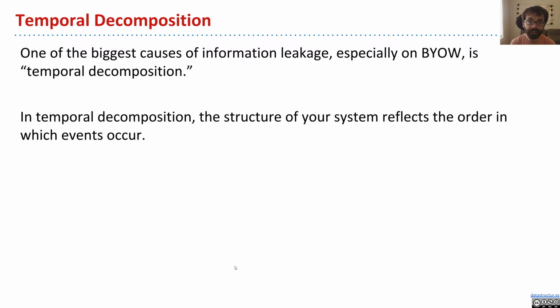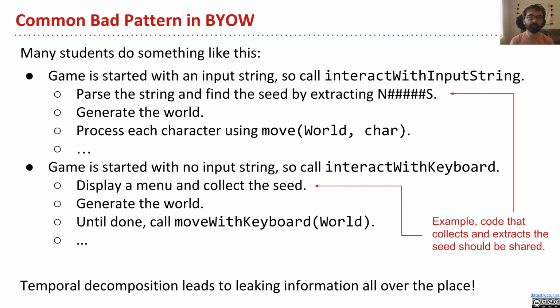Now, one last tip I want to give before we close out our discussion of software engineering for the day is that one of the biggest causes of information leakage is something known as temporal decomposition. The thing that leads students astray in this project is structuring a system that reflects the order in which events occur as the principal driving factor in the design. So let me be very specific. This is a very common bad pattern in Build Your Own World.